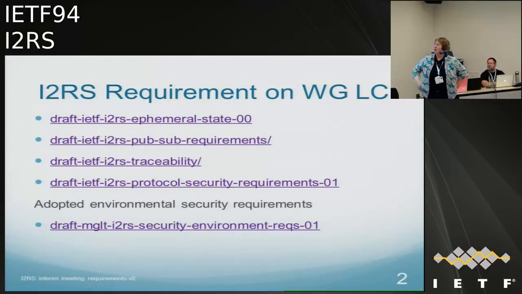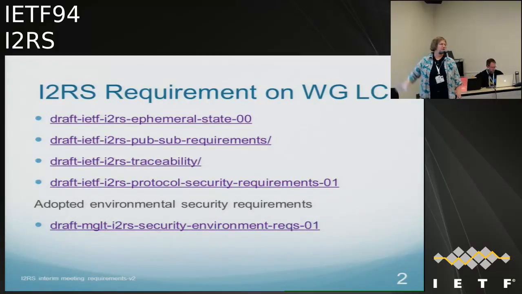We did a working group last call on the ephemeral state, pub sub, traceability and protocol security. Pub sub and traceability had been working group last called last June, but we wanted to make sure everything was consistent. And I hope I was really clear that because we were doing a second working group last call on the pub sub and the traceability, it didn't change its status. It just asked, did we make all the requirements fit?